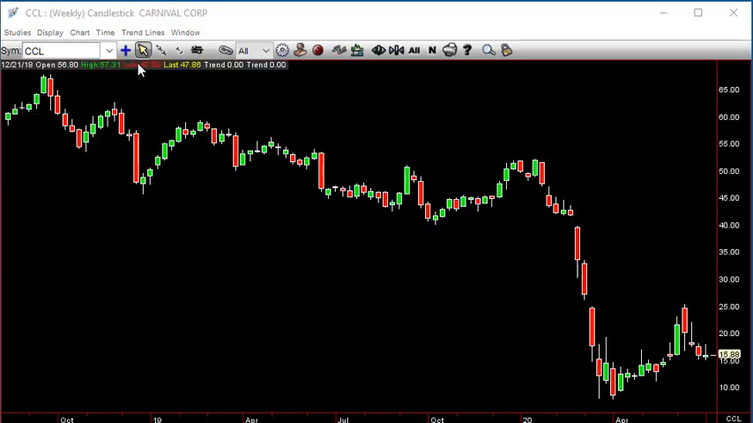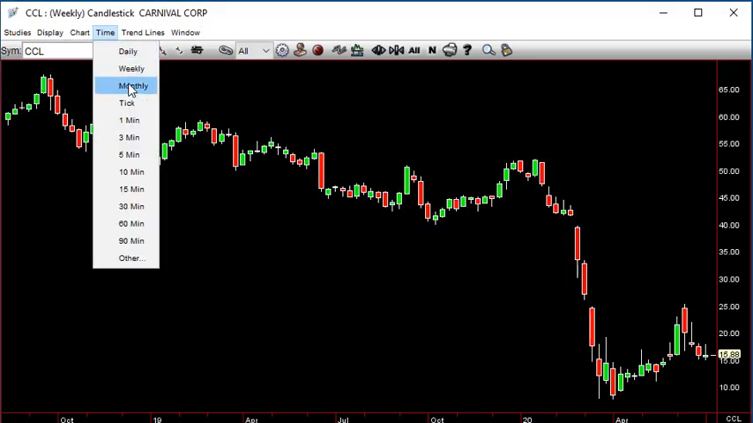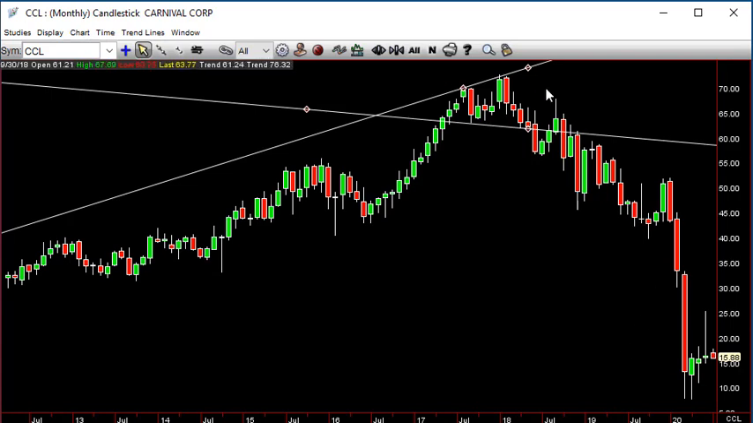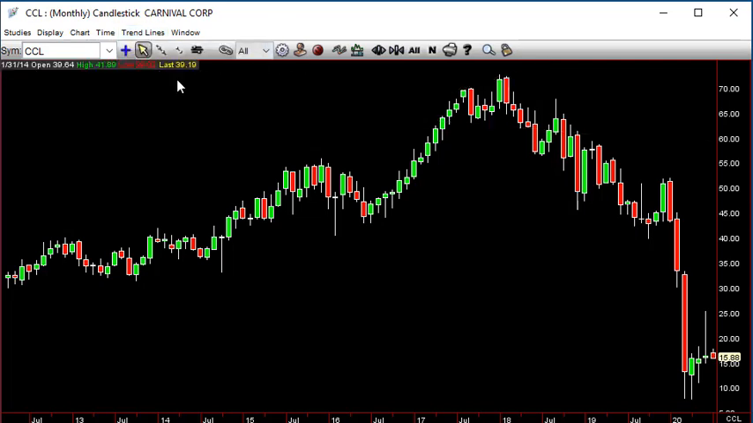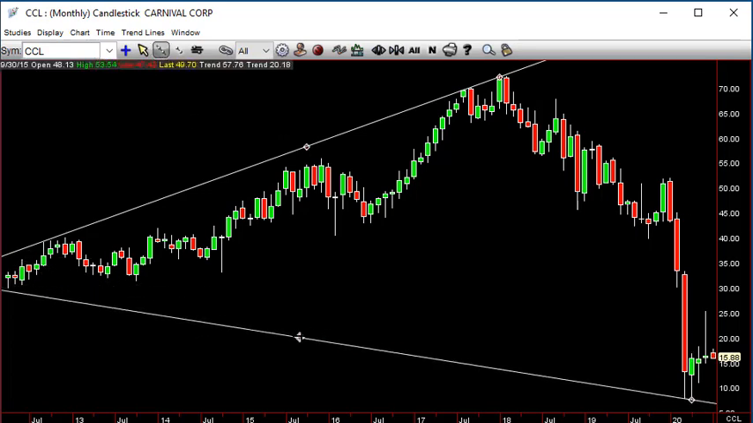CCL, monthly. Started up into here, and now this is an outside bar of all of this. Like so, and then your inside quarter stuck in there.